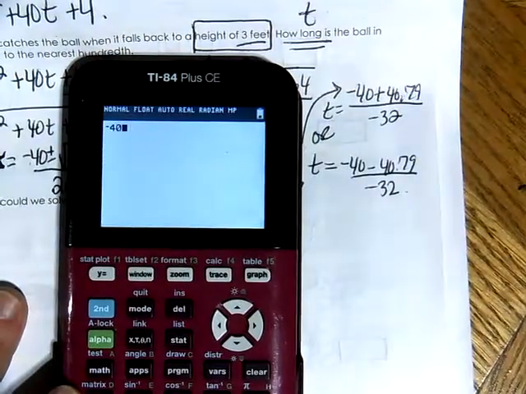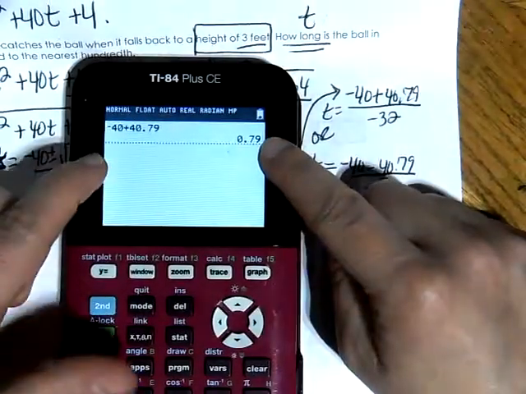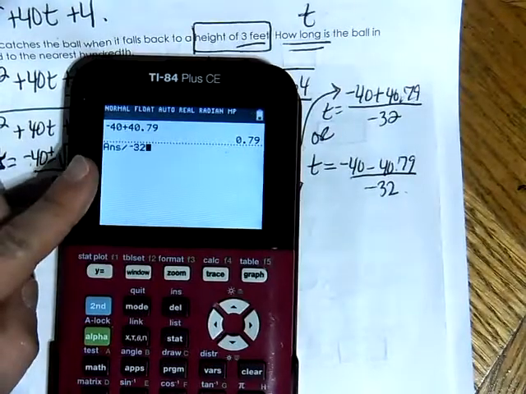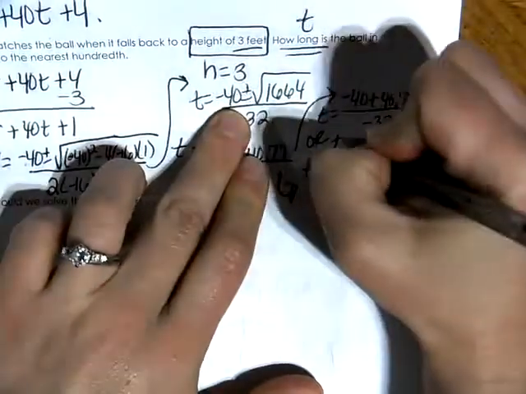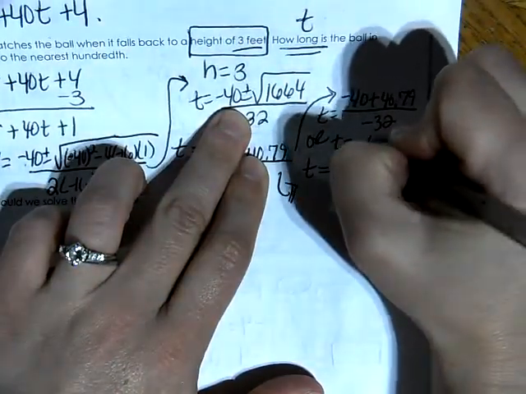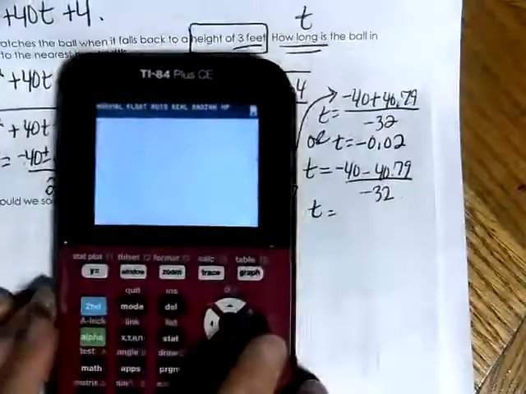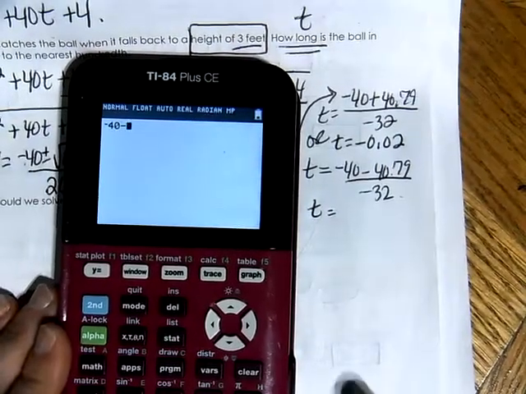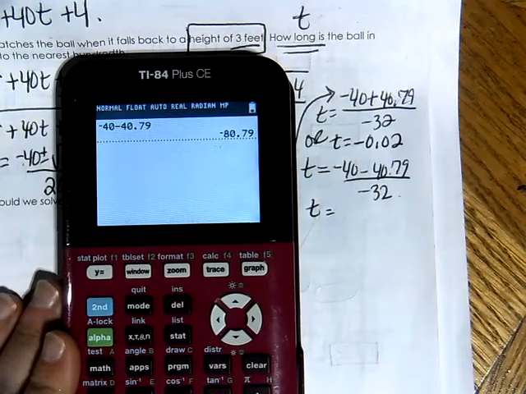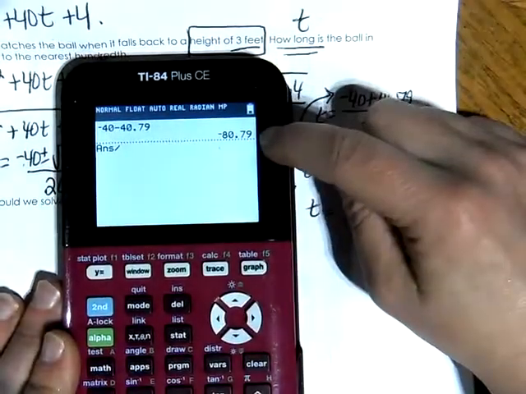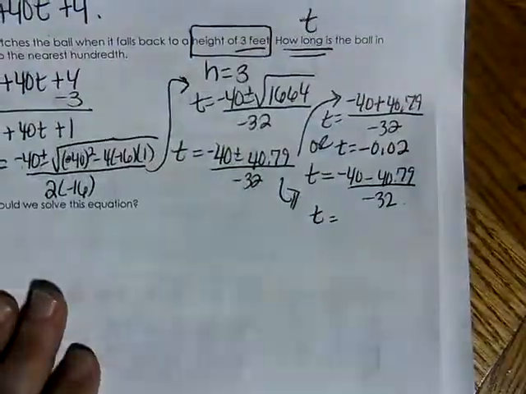So this is going to be negative 40 plus 40.79. I'm going to come up with an answer. That is my numerator, and I'm going to divide it by negative 32. That's a negative 0.02. Down here, I'm going to put in my numerator. My numerator is negative 40 minus 40.79, and I end up with negative 80.79. I'm going to take that number and divide it by negative 32, and I end up with 2.52.